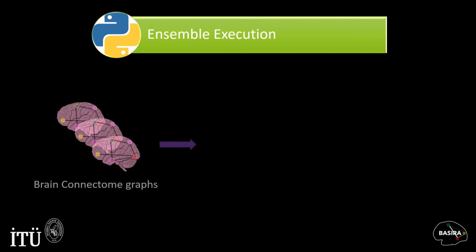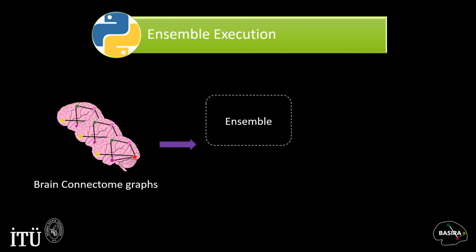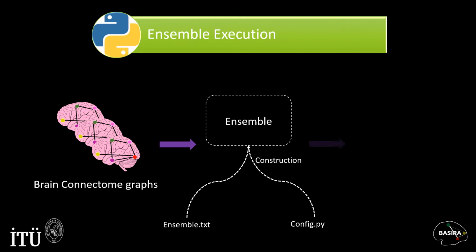Our framework takes brain connectome graphs as input. After data is read, we parse the models in ensemble.txt and configure our ensemble as in the config.py file. Then we provide the connectome graphs as input to our ensemble model to train. The ensemble outputs a predictive IQ score and an uncertainty score for each subject and saves them to the results file path in the config file as a pickle object.